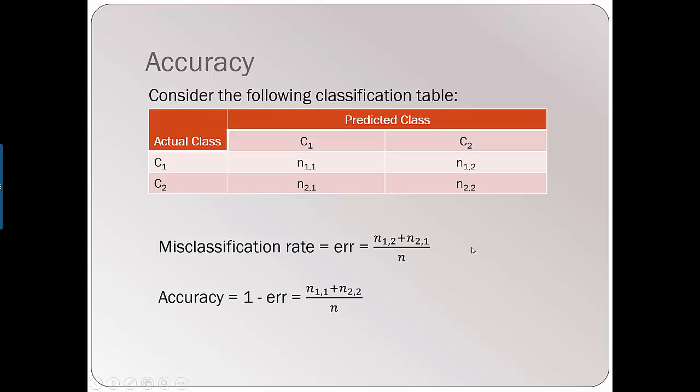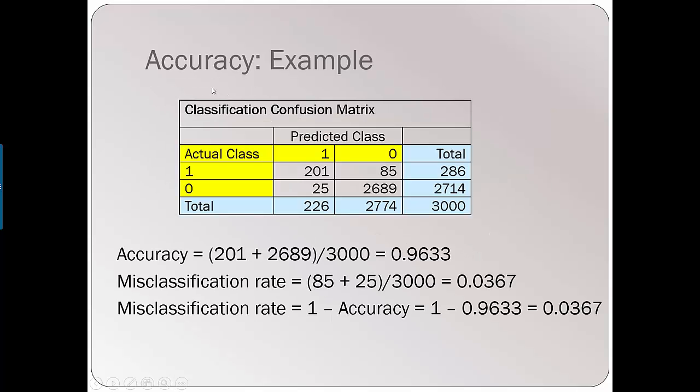Okay, let's look at a numerical example. Suppose we have a classification confusion matrix with 3000 observations, of which 286 are actual class 1 and 2714 are actual class 0, with predicted 1 and predicted 0. The accuracy rate is along the diagonal: 201 plus 2689 divided by 3000. So the misclassification rate is 1 minus 0.9633, which is the off diagonal divided by 3000.